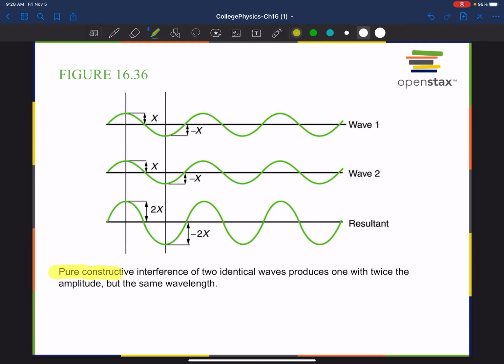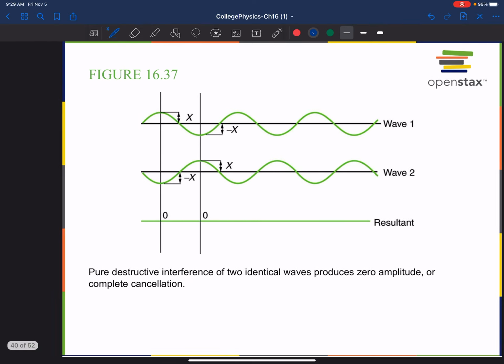They can be constructively interfering with one another, which means they are literally building one another up. So we see here that these waves are identical. The amplitude is the same at the same point. When that happens, these waves will simply add together. They will be constructive, and the amplitude would just double.